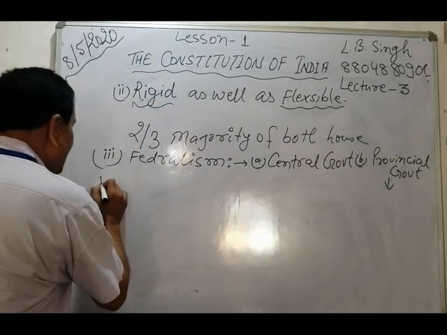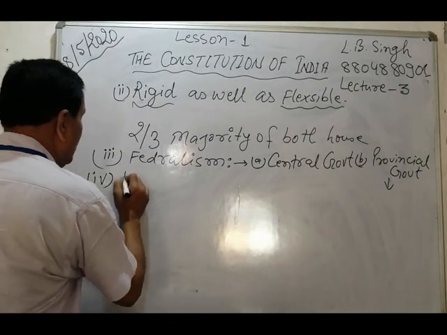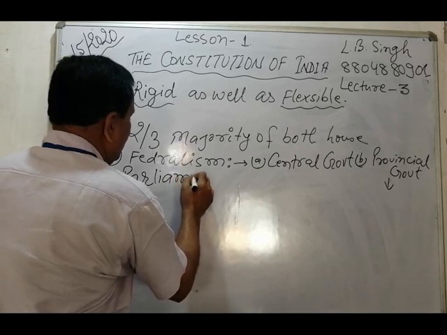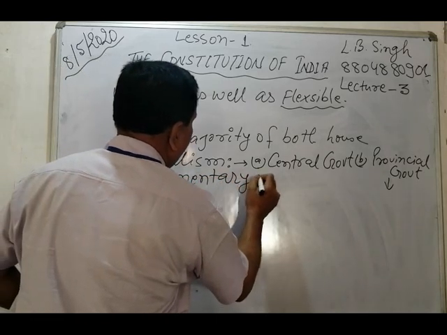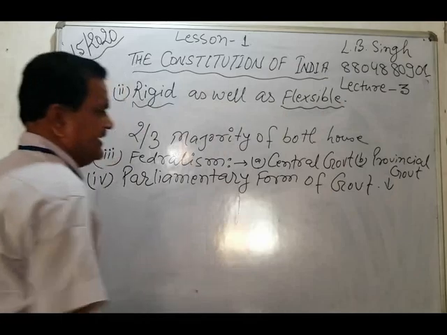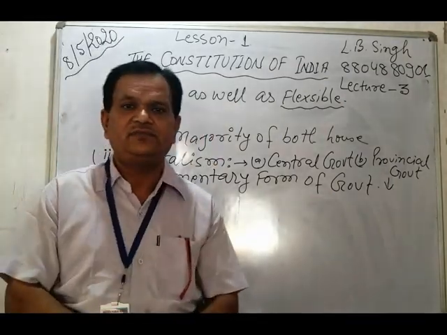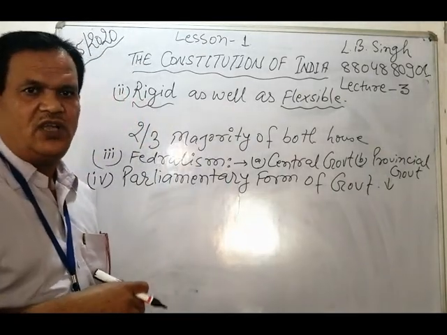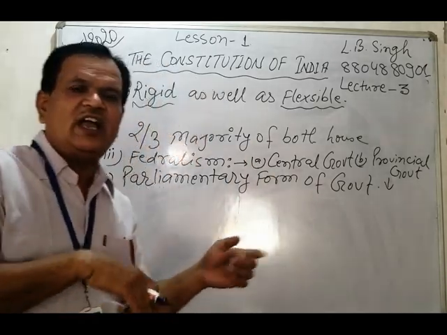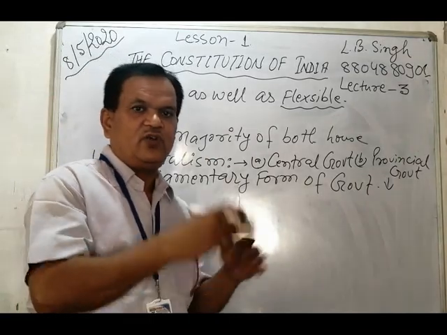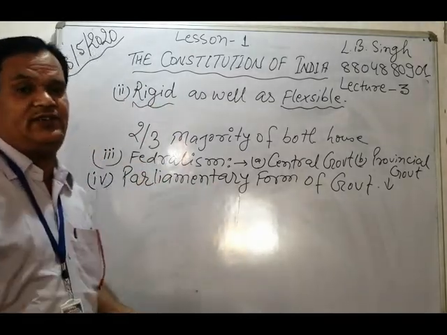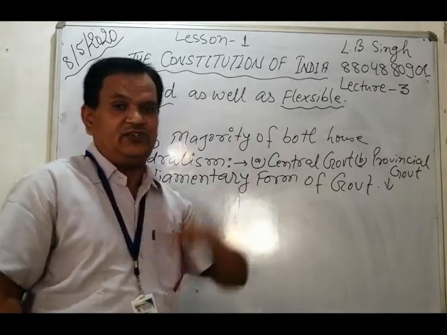Next point, point number 4, parliamentary form of government. Do you know this thing? In the world, there are two types of democracy: parliamentary form of government and presidential form of government. When our prominent leaders made our constitution, they adopted the parliamentary form of government.